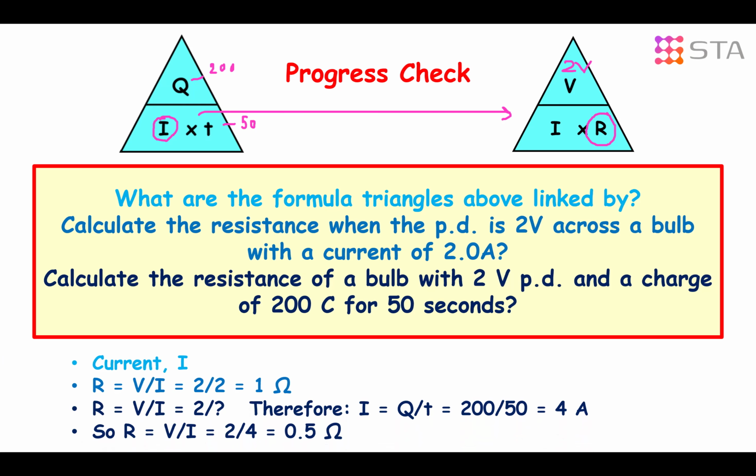0.5 ohms. Please do copy out the triangles. Please do copy out the worked example so you know how you can use one equation or formula in order to work out something in another formula triangle. Okay.